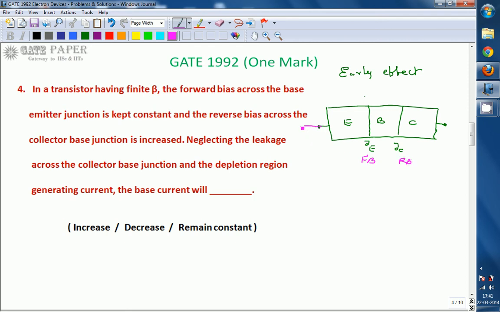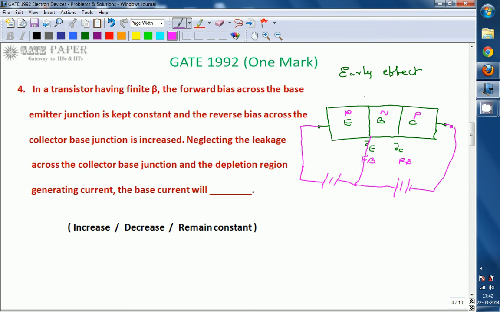For that, what we are doing is, for example, assume it as a PNP transistor because we are going with polarities. For a PNP transistor, forward bias means you must apply positive voltage, and to make reverse bias, negative voltage must be applied. If you apply in this way, the collector base junction gets reverse biased and the emitter base junction gets forward biased.